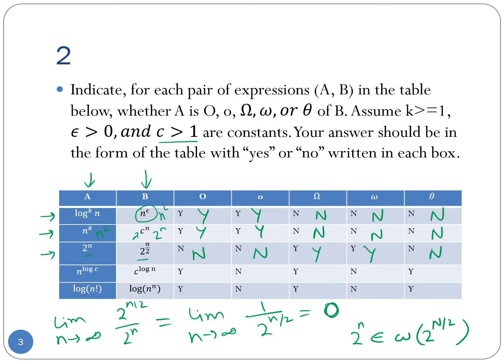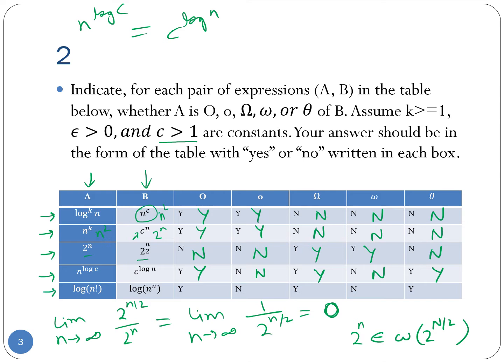Okay, the fourth question here is comparing n to the power log c with c to the power log n. Now notice that n to the power log c is actually the same as c to the power log n, right? This is by the property of logarithms, and they are basically the same functions. As they are exactly the same function, they are theta of each other, right? So basically it would be big O, it would be big omega, and it would be theta, right? Now because it is theta, it cannot be little o and it cannot be little omega.